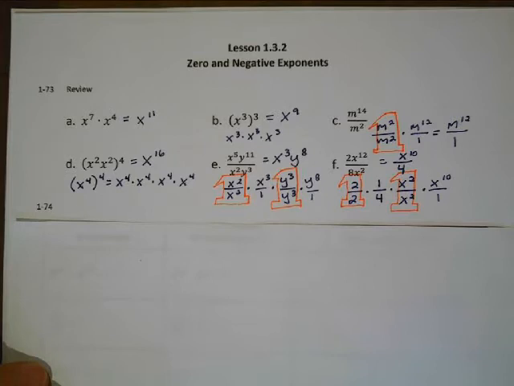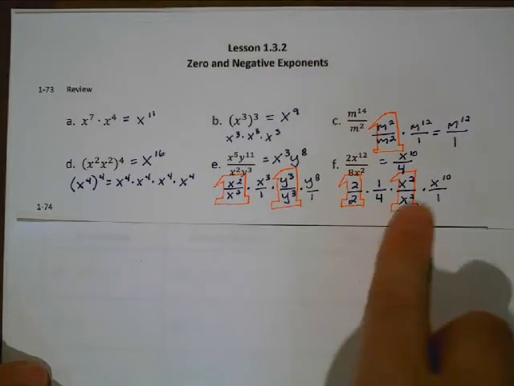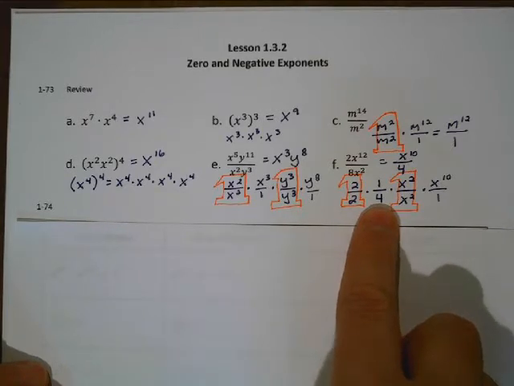A lot of people on this problem will accidentally write 4x to the 10th. This is why it's nice to show it like this, because you can definitely see that the 4 is in the denominator and not in the numerator. So you have to check for that.